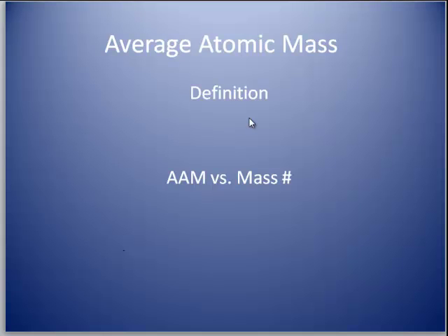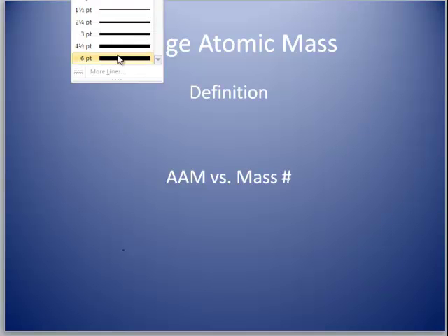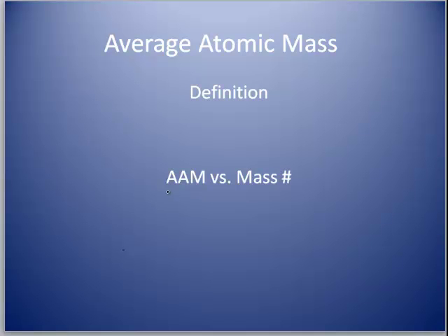Okay, what we're going to take a look at in this vodcast is how to calculate average atomic mass. But let's just take a minute and talk about the difference between average atomic mass and the mass number of an isotope. When we're talking about the average atomic mass, we're talking about the number that appears on the periodic table, and what it represents is the average mass of all the isotopes of that element.